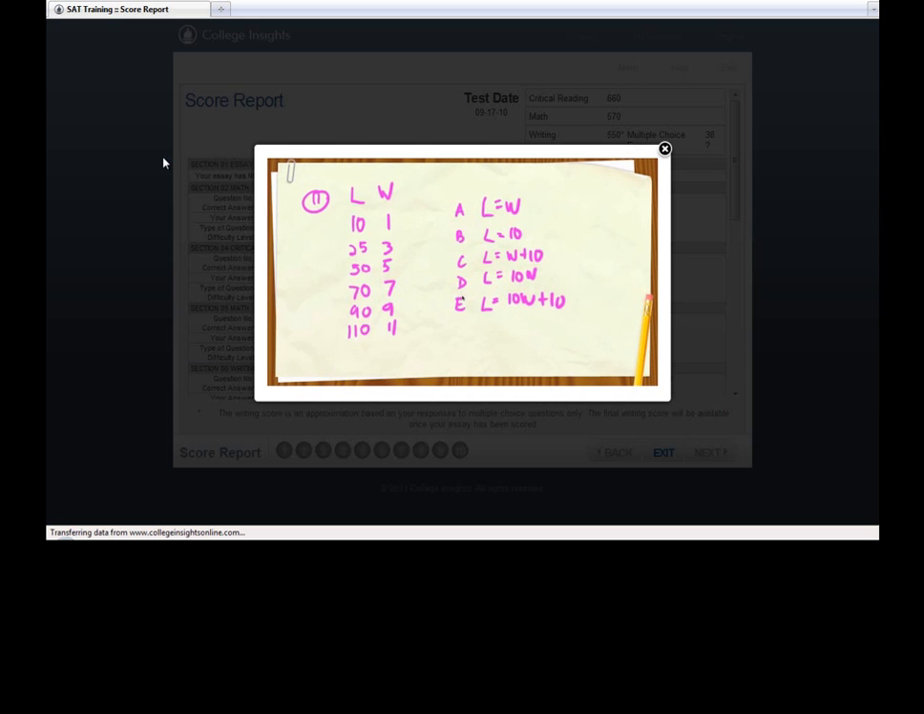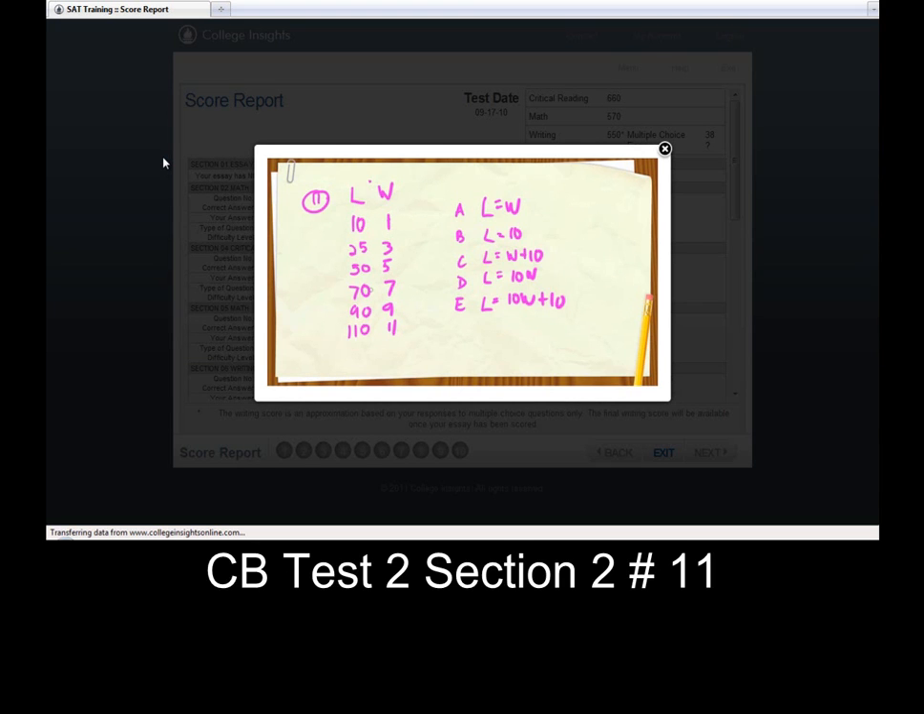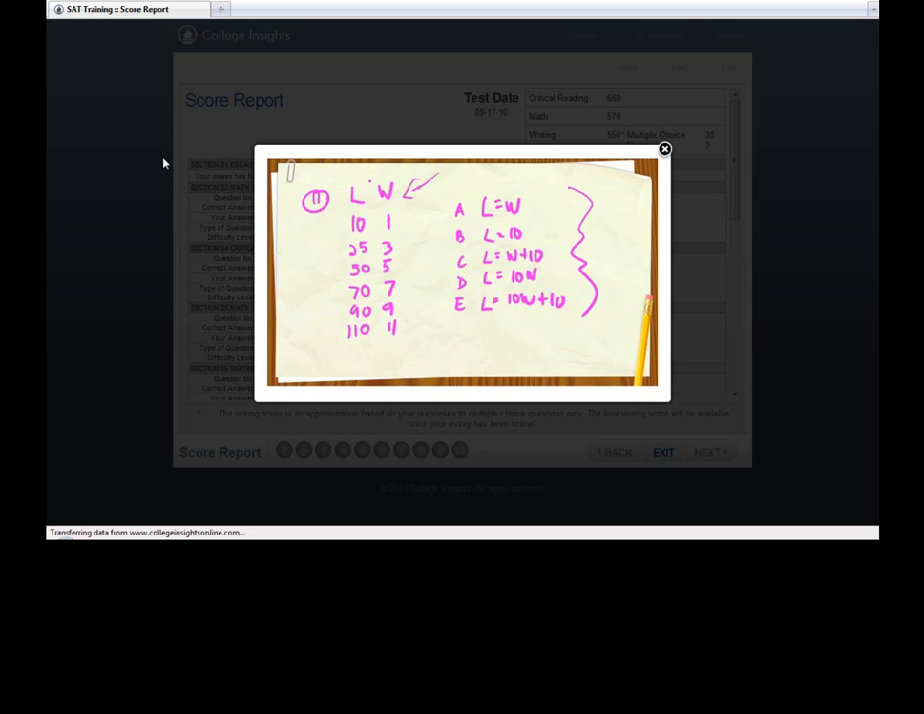What I've done for this question is I've actually interpreted the data that they give us. The length in week 1 was 10, the length in week 3 was 25, the length in week 5 was 50, and so on. And then we have to figure out which of these equations is going to represent what's going on here. If we look at A, it's length equals week, and 10 and 1, 25 and 3, that doesn't work because they're not equal. Length equals 10 only works in week 1, so that's out.